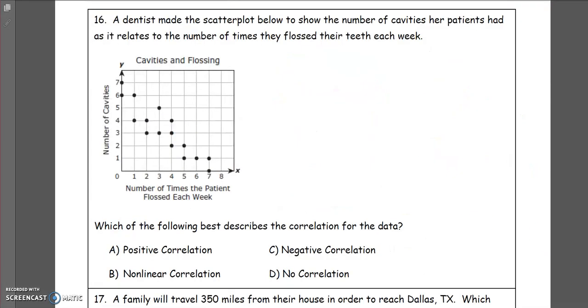Okay, number 16 says, a dentist made the scatter plot below to show the number of cavities her patients had as it relates to the number of times they flossed their teeth each week. So you can see the more number of times that the patient flossed, the fewer the cavities that they had. So if you were to look at this particular problem and just kind of eyeball these points, you can see that it's going down, so that definitely would be a negative correlation. So C is going to be the correct answer.